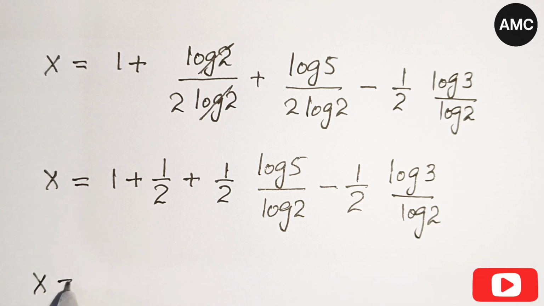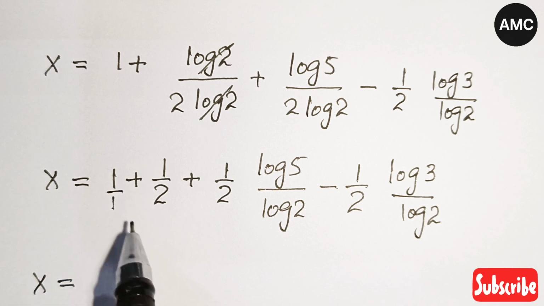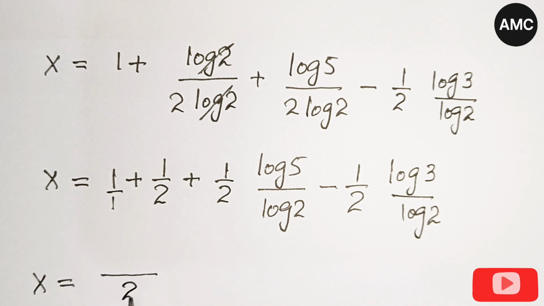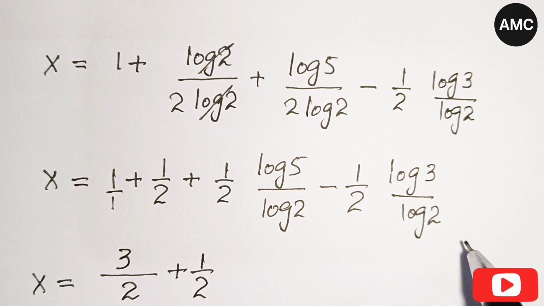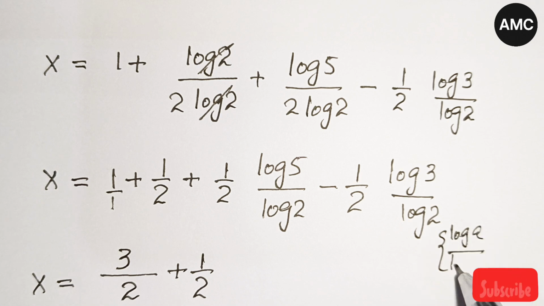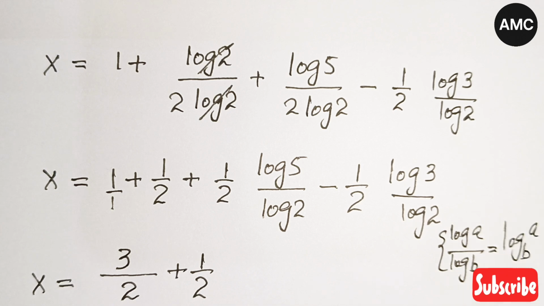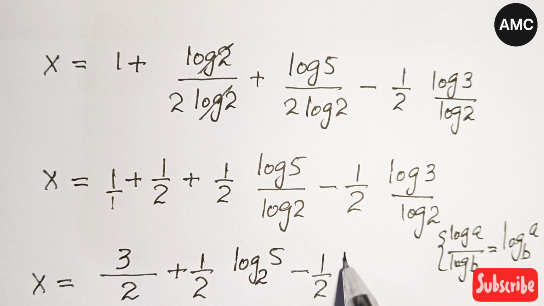Now x is equal to, here the denominator is 1, so we just write the least common multiple, which is 2. Here we get 2 plus 1, which is 3. It is 3 over 2 plus 1 over 2, and here we can use the logarithm law. We know that log a over log b is equal to log a to base b. So it will be log 5 to base 2 minus 1 over 2 log 3 to base 2.